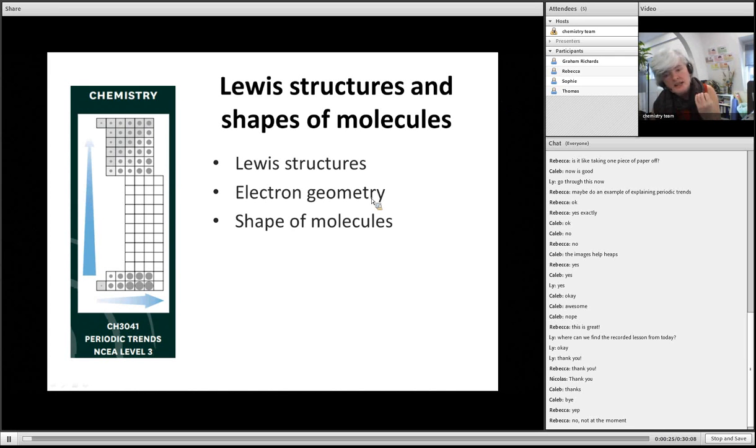Then we'll look at electron geometry, which is the areas of negative charge or electron density around that central atom, and from that you can work out the shapes of molecules. So that explanation is what gives the merit and excellence, and from that you go into polarity. So you need to first of all know how to do Lewis structures before you can do shapes, before you can do polarity. They're all linked up.